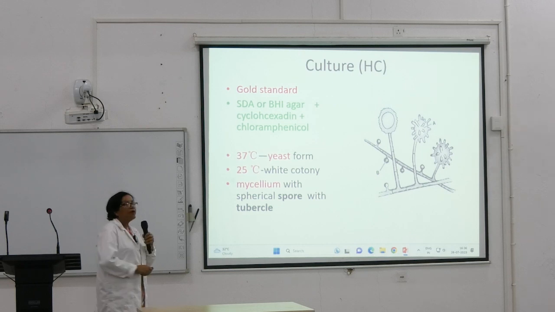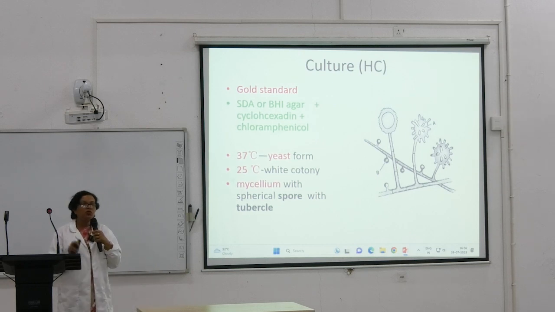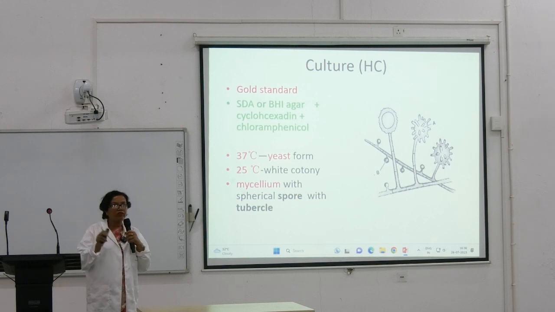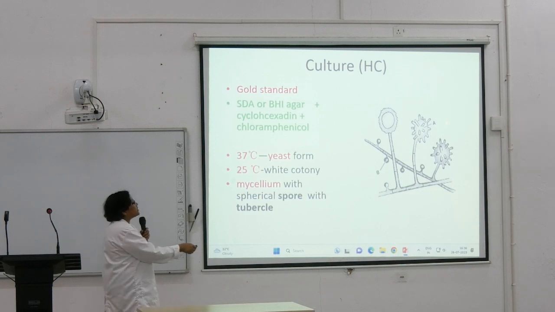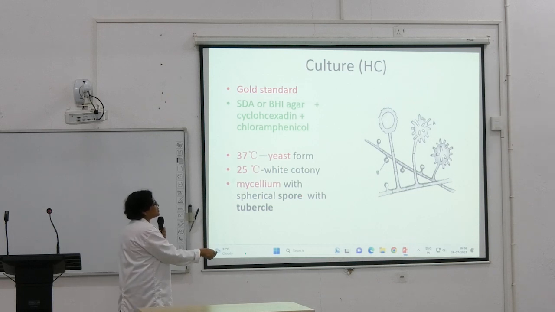And I have told it is dimorphic fungi, so 2 types of temperatures required for incubation. It is seen at 37 degrees centigrade, yeast form, 25 degrees centigrade, white cottony mycelium with spherical spore with tubercle. These are the spore and there are tubercles.